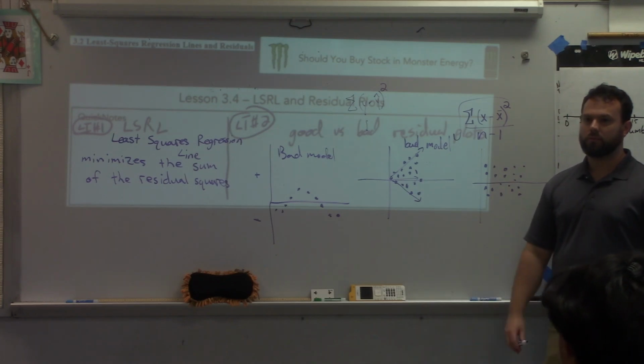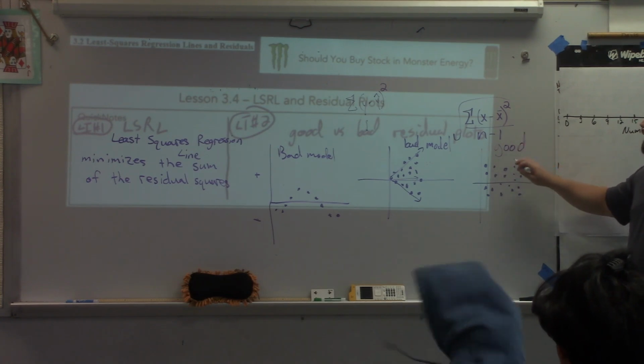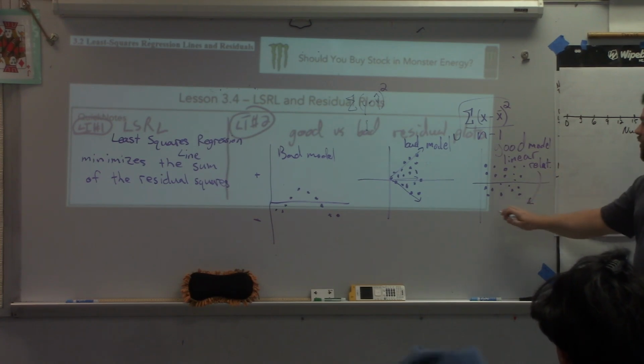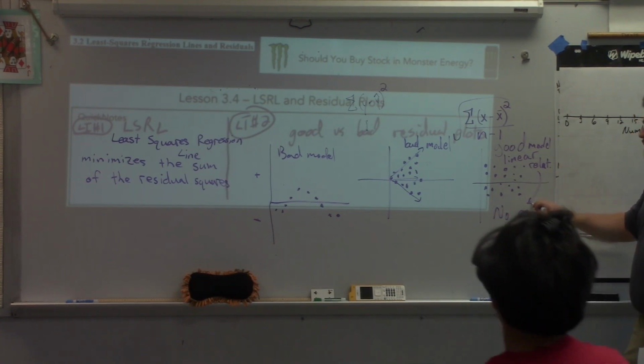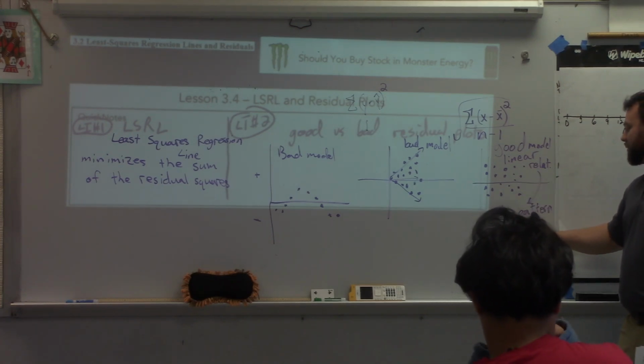So is the last one good? This is a good model. This isn't just a good model, this would be considered a linear relationship. There is no pattern. That is the definition of no pattern in a residual plot.